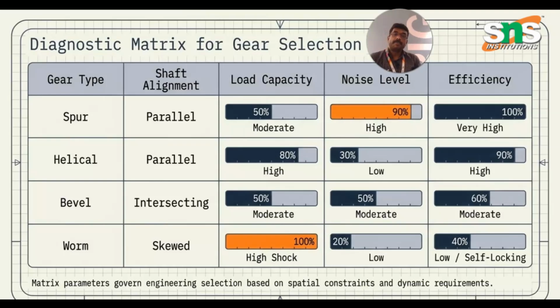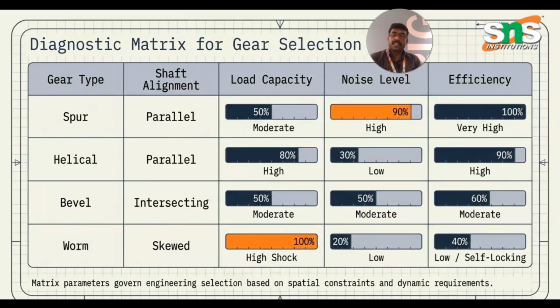When the gears are meshed together, it creates some kind of physical contact, so you can expect the noise level to rise. The maximum noise level raised by a gear set comes from the spur gear, which gives 90% noise level when meshed together, followed by the bevel gear at 50%, and the noise level is very low for the helical and the worm gears.